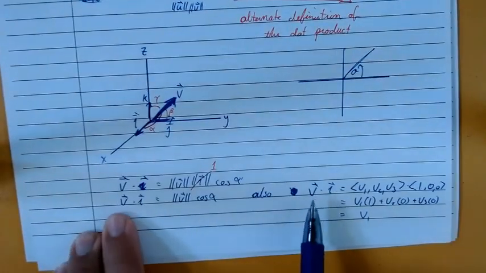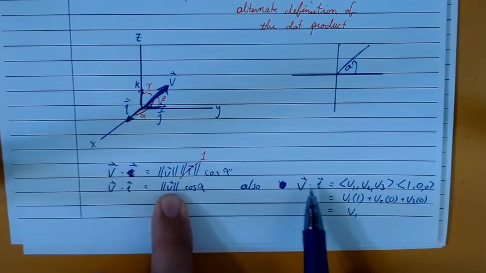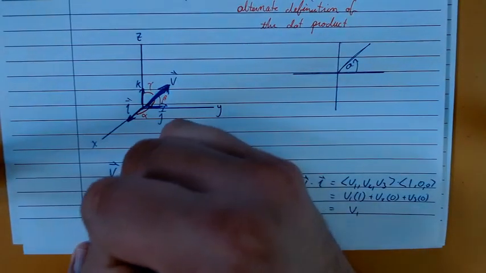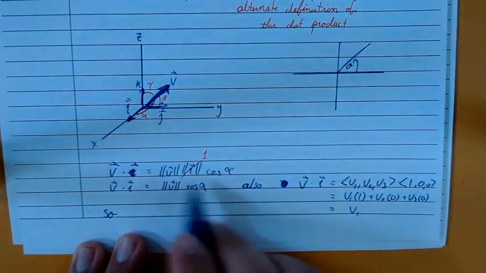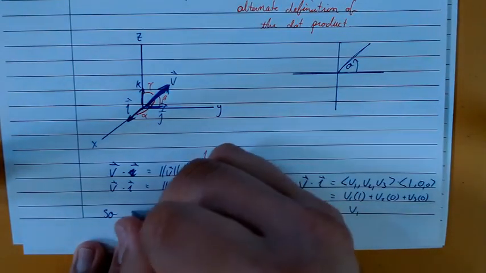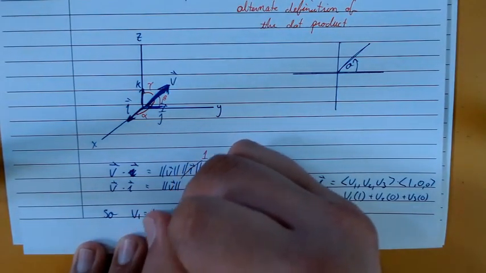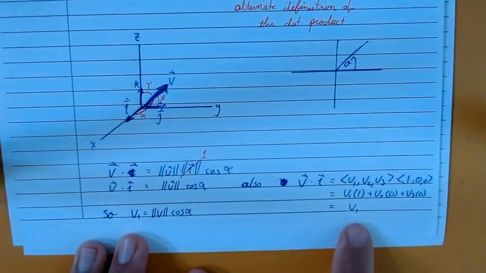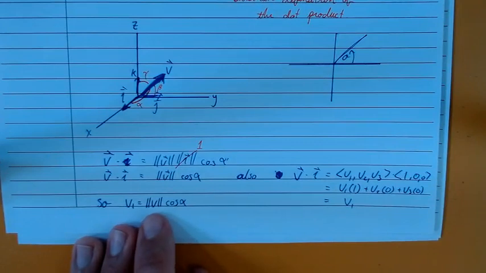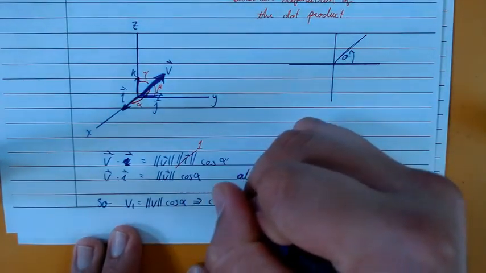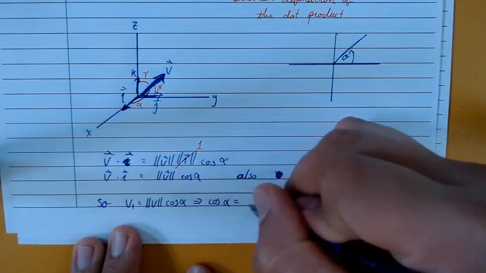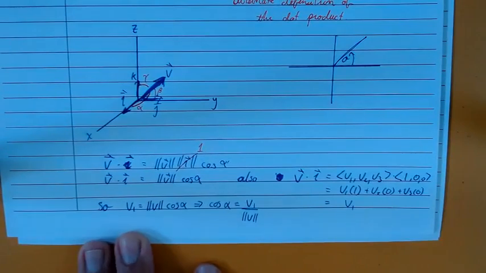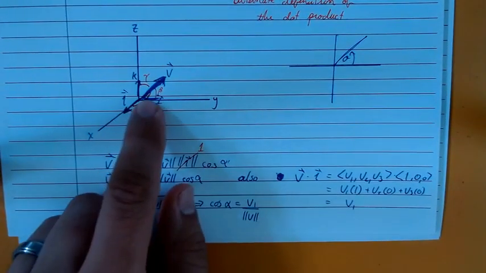So v dot i is equal to this, but v dot i is also equal to this. So by the transitive property, that must equal this. So v1 is equal to the magnitude of v times the cosine of alpha. This one's equal to that one. And if I divide both sides by the magnitude of v, that tells me that the cosine of my angle alpha is equal to v1 over the magnitude of v. And there we go. That helps me find that angle alpha.